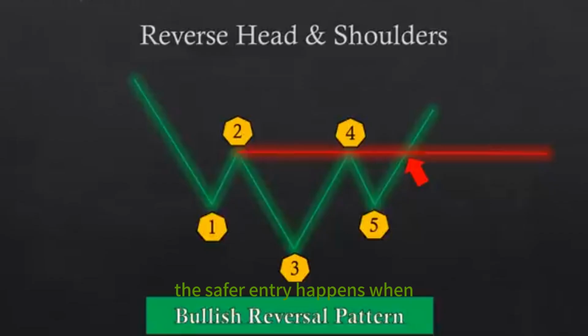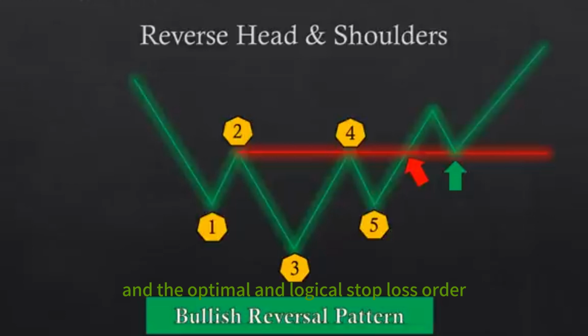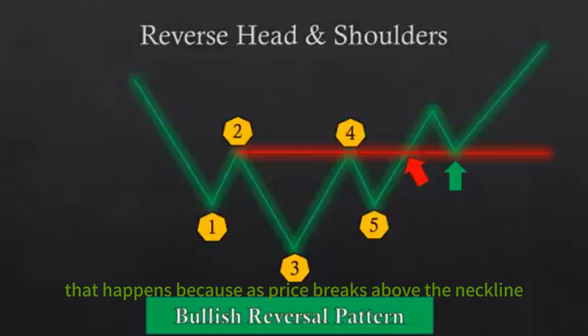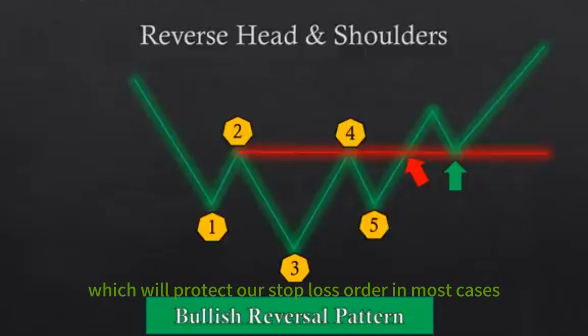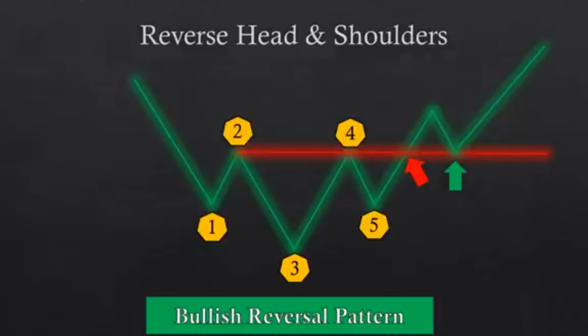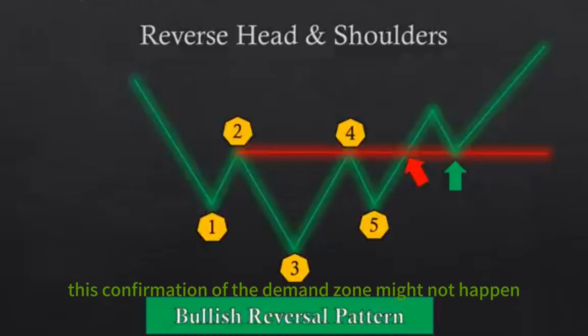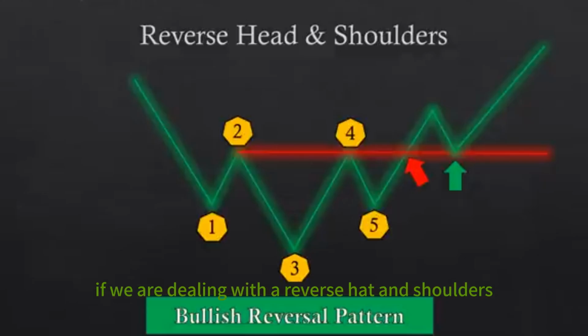The safer entry happens when price retraces back to the neckline after breaking above it, and the optimal and logical stop loss order is below number 5. That happens because as price breaks above the neckline, number 5 will become a confirmed demand zone, which will protect your stop loss order in most cases. Not always though. This confirmation of the demand zone might not happen if we are dealing with a reverse head and shoulders that has a downsloping neckline that is too steep.